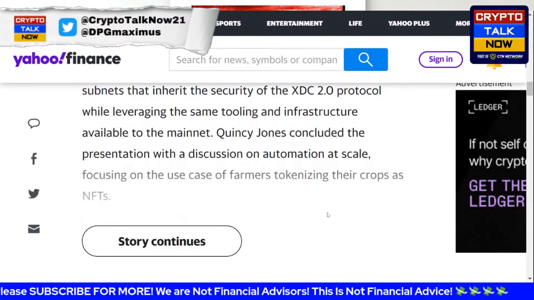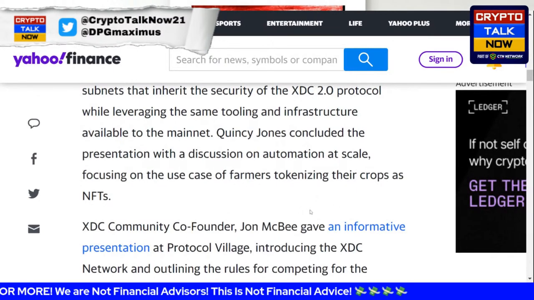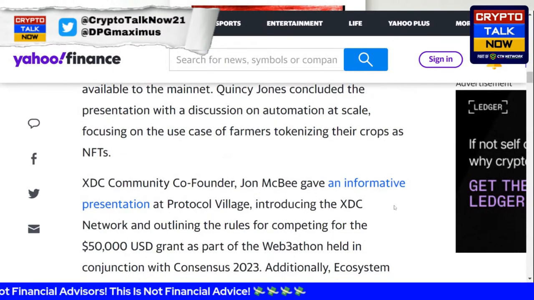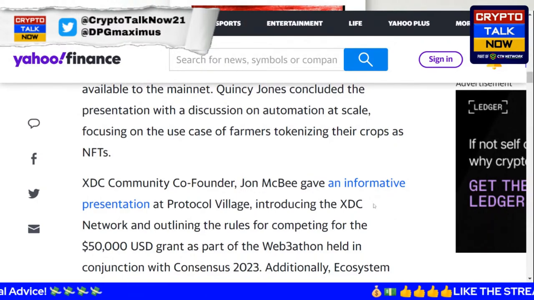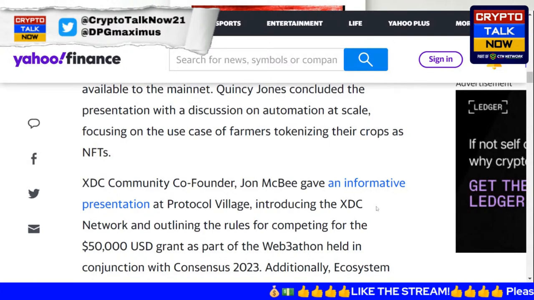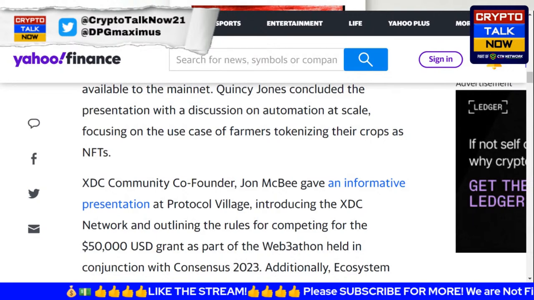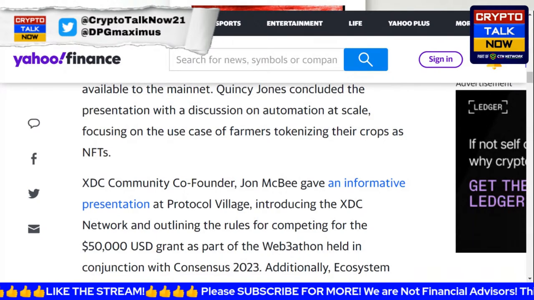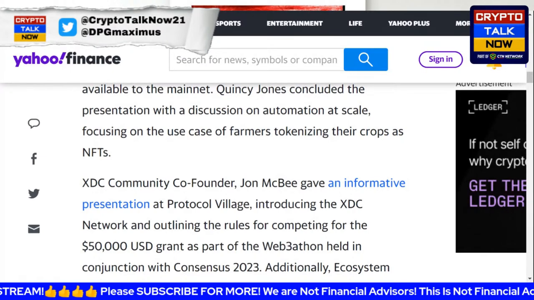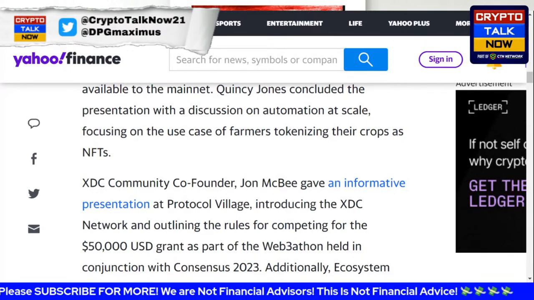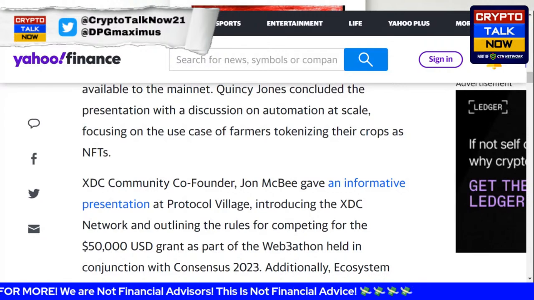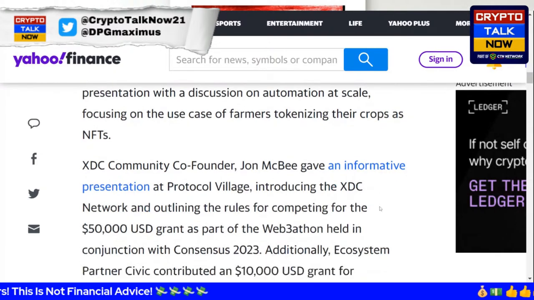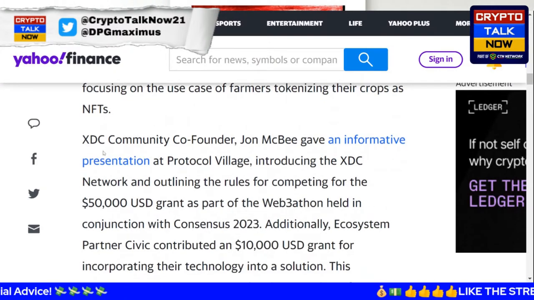Quincy Jones concluded the presentation with a discussion on automation at scale, focusing on the use case of farmers tokenizing their crops as NFTs. And of course, recently here at CTN, we did an intro slash deep dive into Dematra. And some of you guys are into DMTR, right? The tokenization of agriculture, the tokenization of farming or farmers. So there's that.